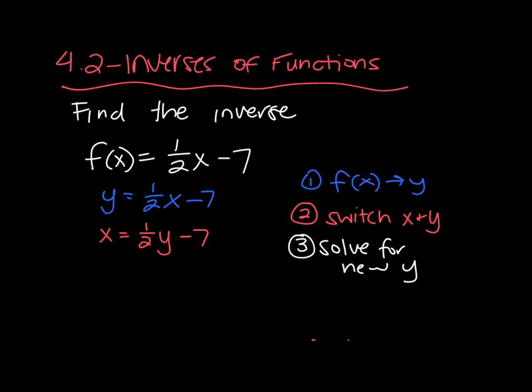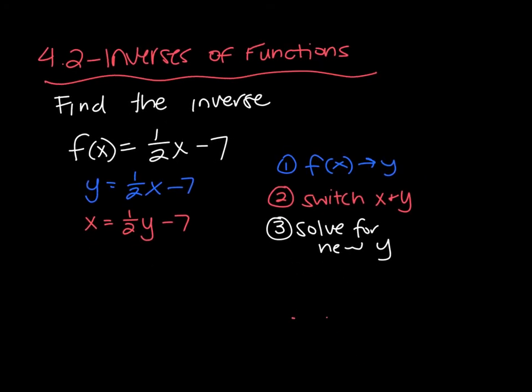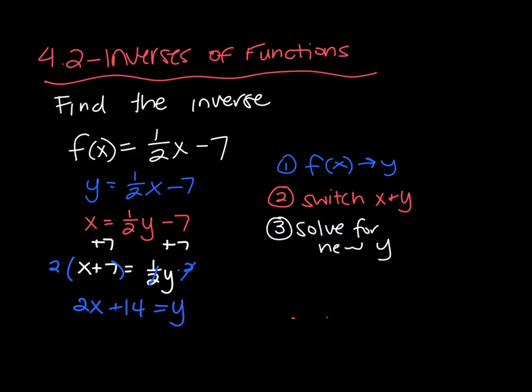So how can I get that new y on the side by itself? What's the first thing you would do? Add 7. And then, good. So I get 2x plus 14 equals y. And then the last thing I need to do is substitute f negative 1 of x back in for y.